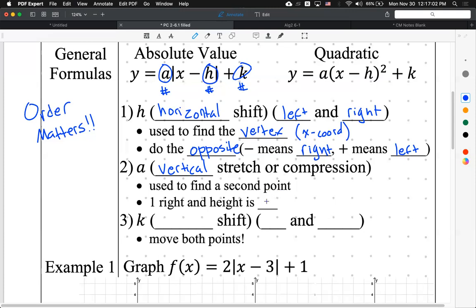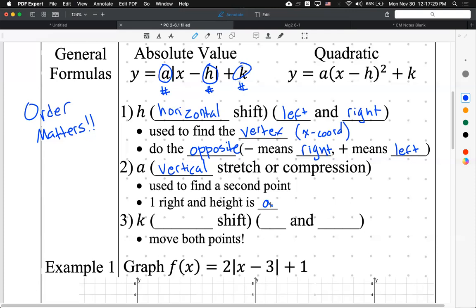So you go one right and the height is whatever a is, which means if I have a negative value, that means I'll go right one, down 2, or down 3, or down whatever that is, which means I could have a V that's upside down, or I could have a parabola that's upside down if it's a negative value of a. Only way to make it upside down is if I have a negative value of a. If I have a positive a, it has to be going up.